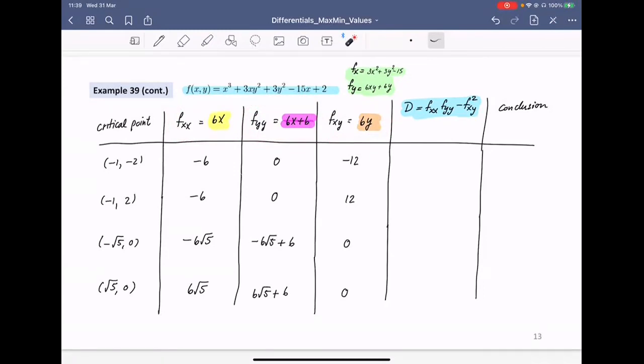First of all, I'm going to get -6 multiply 0 and then minus -12 square. Actually, you do that for every line here. So that thing I'm going to get -144, right? -144. So the second one, -6 times 0, you get 0, and then minus 12 square. So this is actually negative 144.